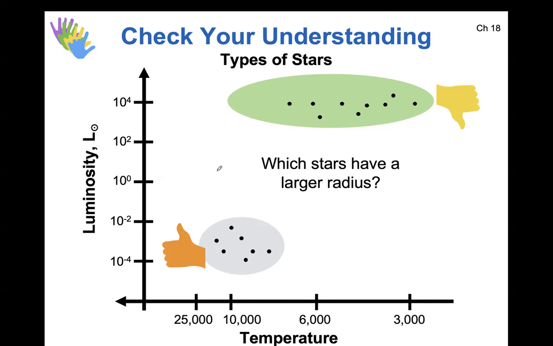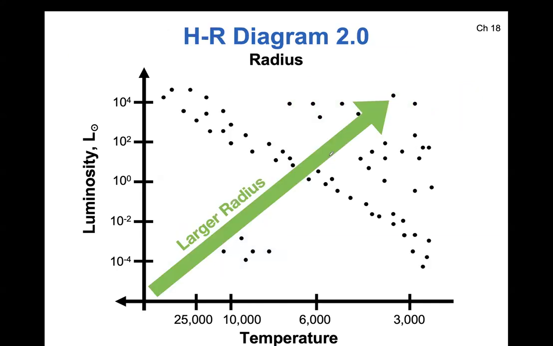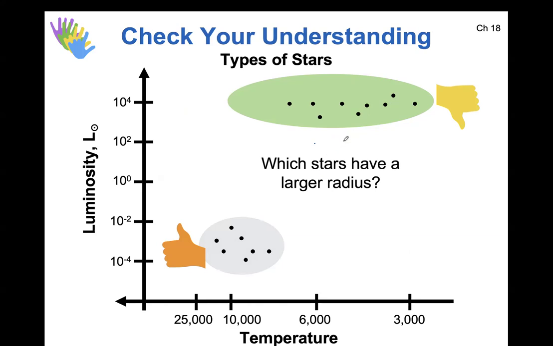Okay, so maybe it was which ones are larger? So the guess was that maybe the ones that are down, the less luminous ones, are the bigger ones, that they're also hotter. Okay, let's see. So it turns out that that's not the case.